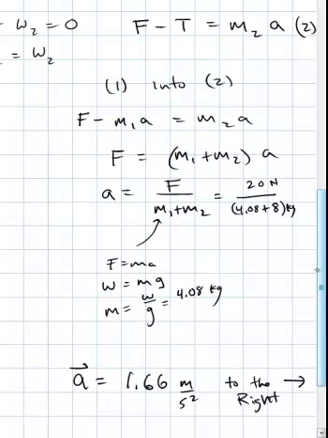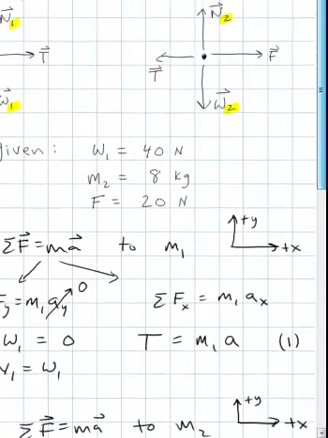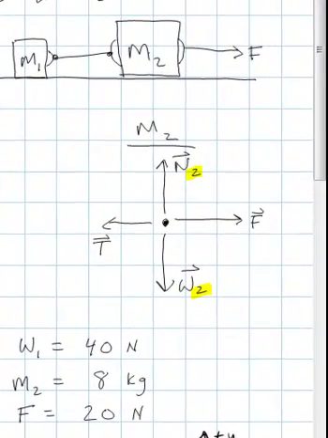So that was one of the obvious things we could solve for, but there's something else we could solve for. We know that the two blocks are going to be accelerating at the same rate. M1 and M2 are both going to have the same acceleration, 1.66 meters per second squared to the right. But there's one piece of information that's missing.